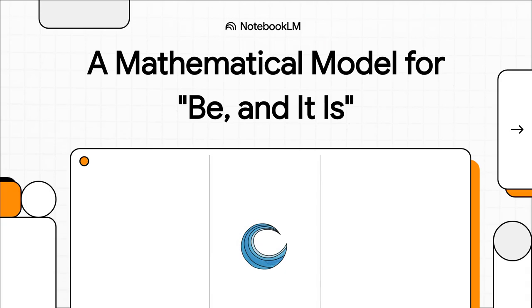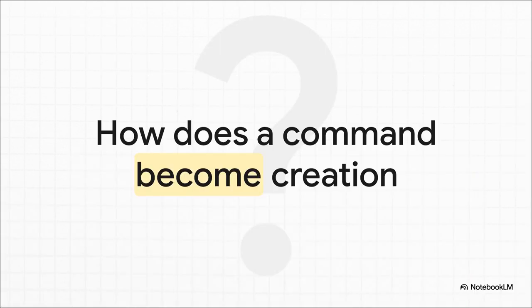All right, welcome to the Explainer. Today, we are jumping into something pretty mind-bending, a mathematical model for the phrase "be and it is." Yep, we're talking about building a bridge between quantum physics and the spiritual concept of creation itself. So, let's just dive right in.